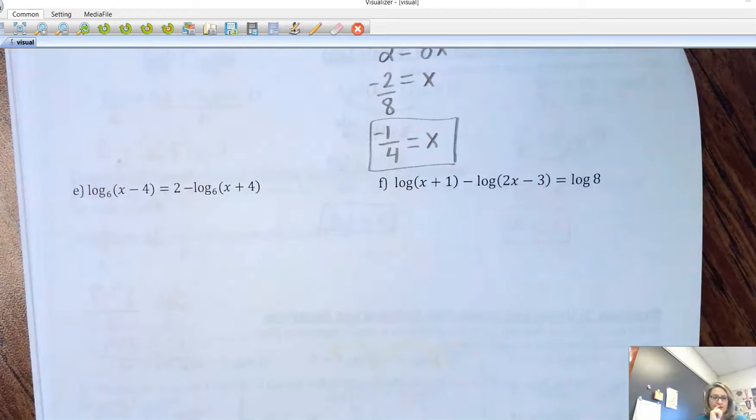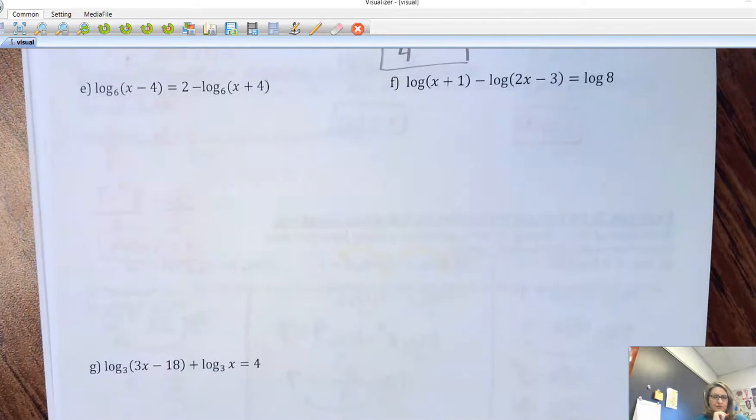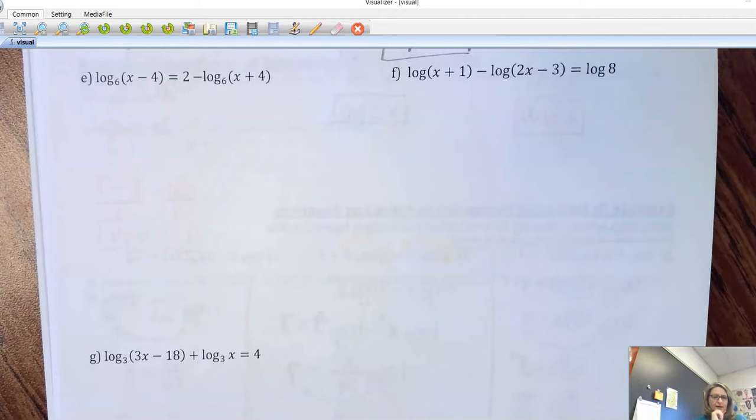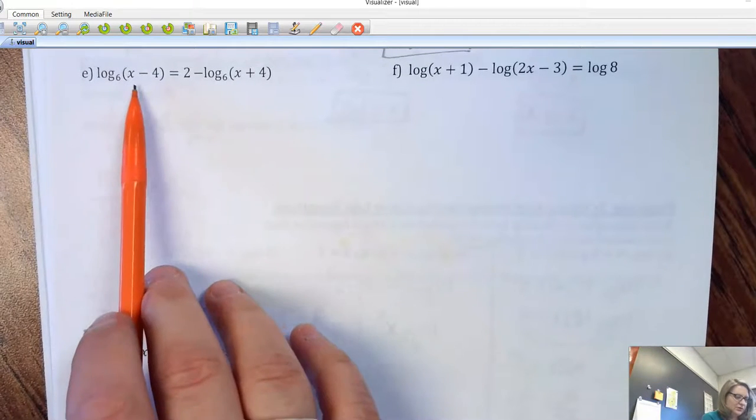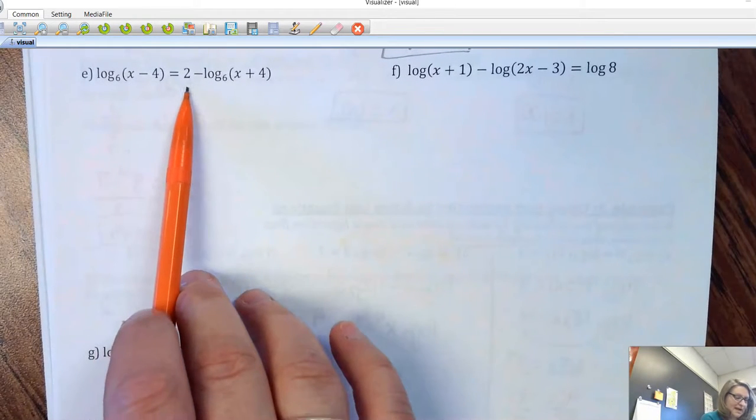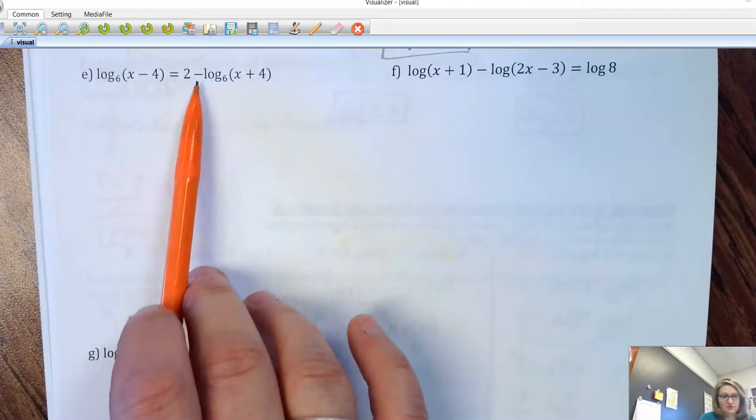Okay. Now, these other ones here are going to be a little bit more with the properties. So what I have in this example, I have log base 6 of x minus 4 equals 2 minus the log base 6 of x plus 4.